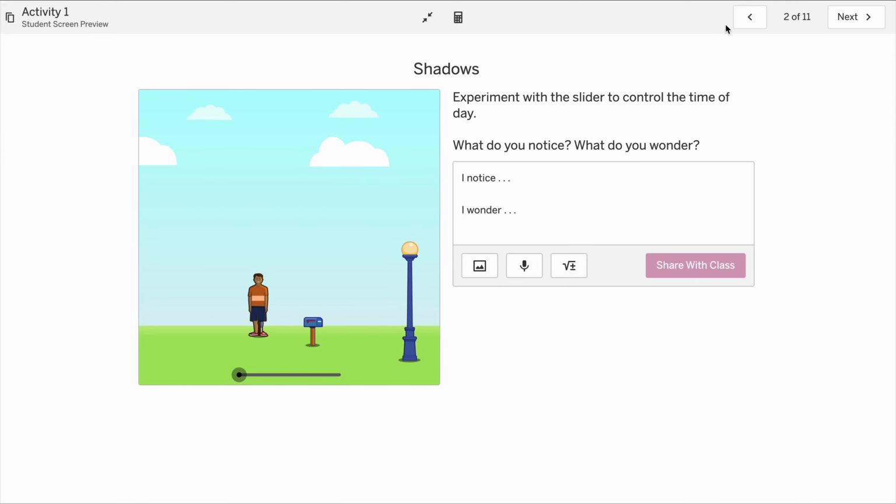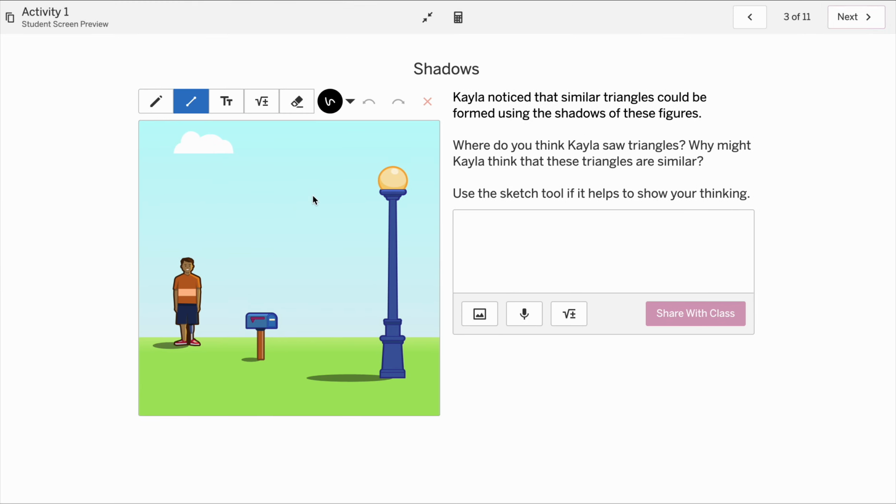So going back, I notice, I wonder, messing with the tools, so we're not going to skip that one for now. Kayla noticed that similar triangles could be formed using shadows of these figures. Where did she see these triangles? So I'm just going to give it to you right now.